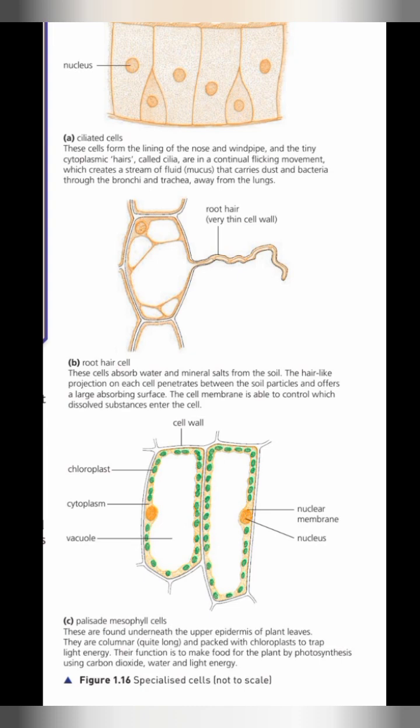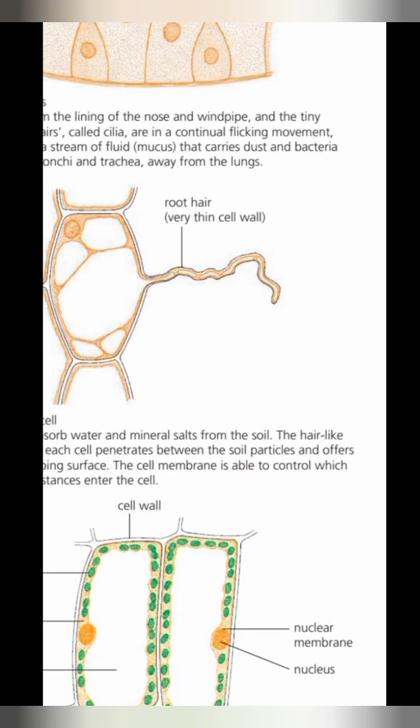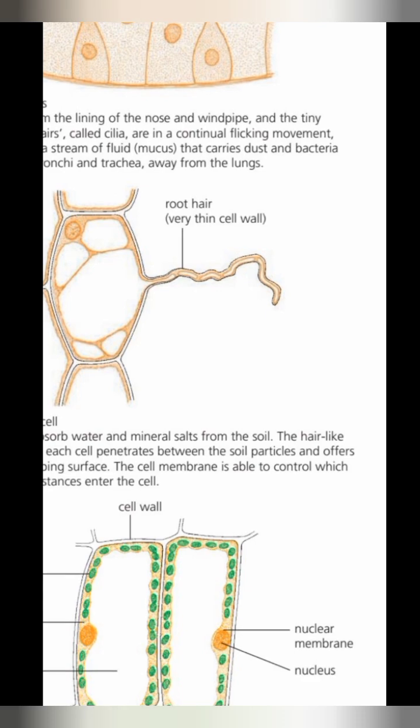Firstly, we will discuss the root hair cells. Root hair cells are found in the plant roots, and they absorb water and mineral salts from the soil. Now we discuss the adaptations, that is, how it is modified for its function. Root hair has very long, root-like extensions that increase surface area. You can see this. A thin cell wall allows easy absorption. It has a very thin cell wall that makes it easy for molecules to be absorbed.